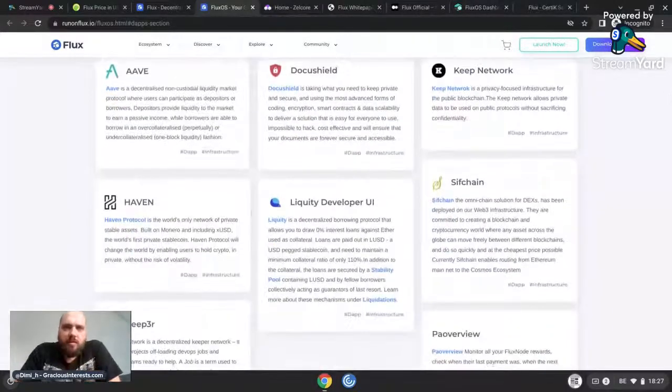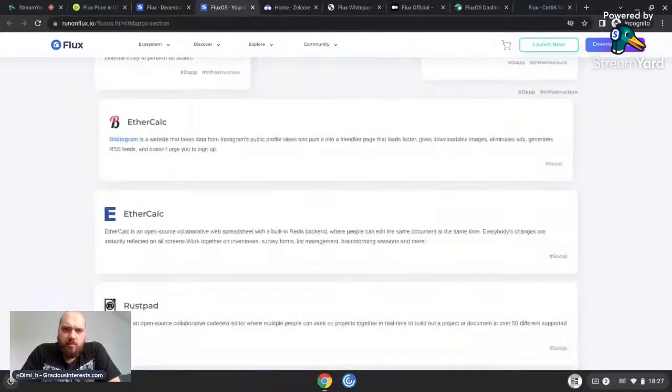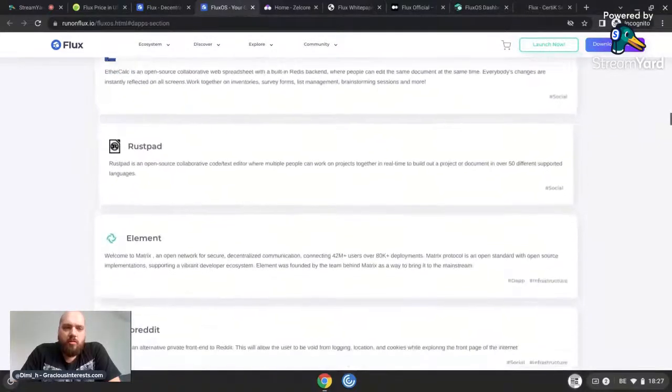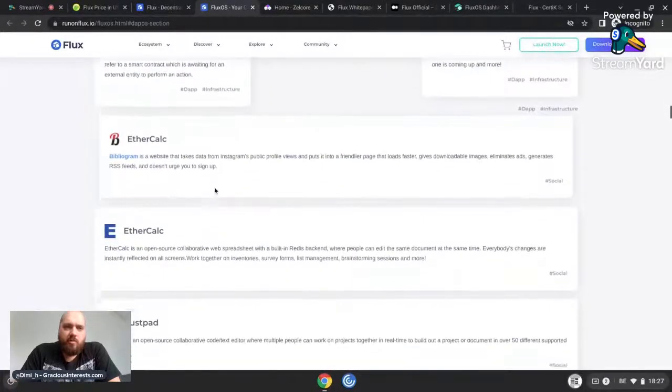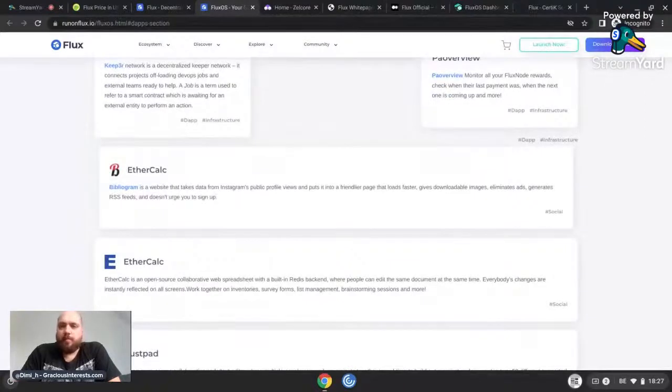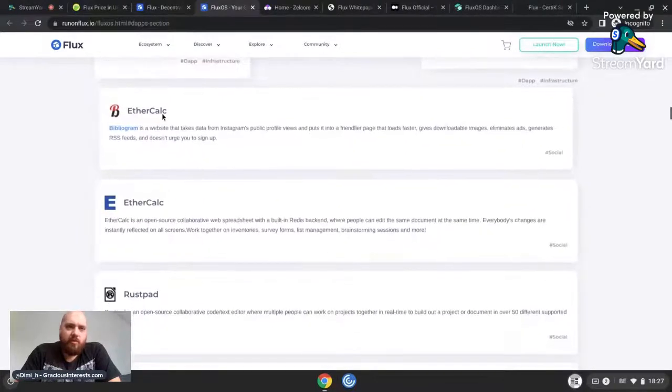Run on Flux, yeah, that's the one I've opened up. Keeper. Ethereum Calc. So these all work on Flux, and from what I can tell, some programs make use of certain Web 2.0 Internet-as-we-know-it websites and make them easier to use, like EtherCalc here, it seems.